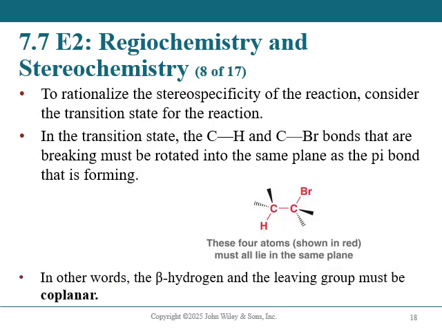To rationalize the stereospecificity of the reaction, consider the transition state of the reaction, which is something we see at the maximum of that energy diagram. In the transition state, in this specific case, the carbon-hydrogen and carbon-bromide bonds that are breaking must be rotated in the same plane as the pi bond that is forming. In other words, these two need to be in the same plane for this whole process to happen. The beta hydrogen and the leaving group must be coplanar.